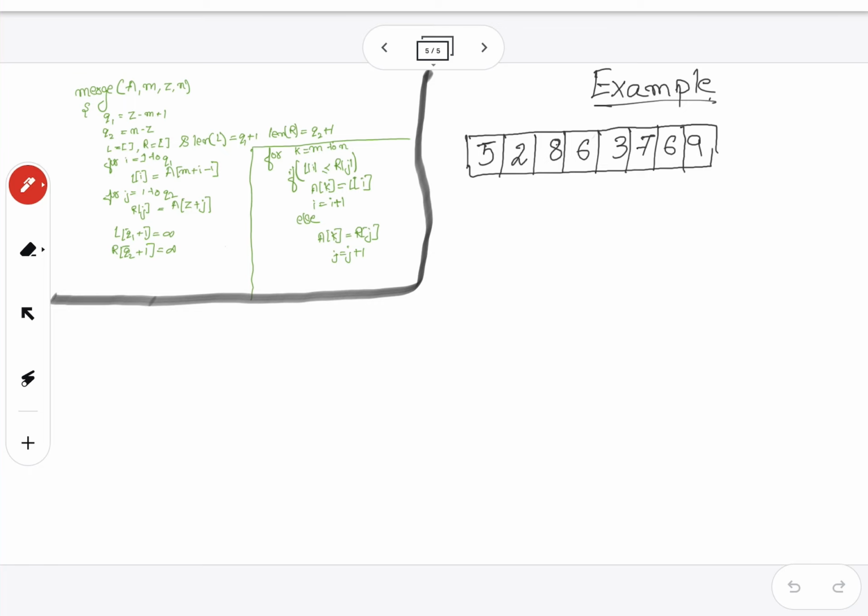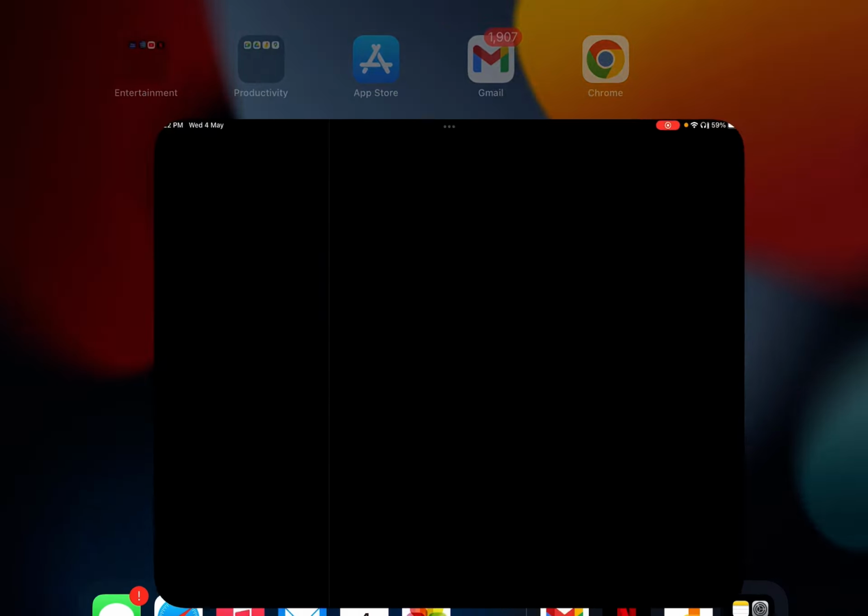Before taking this part, I will give an example and then come back to this algorithm part. Let's have an example. What we are talking about is the merge step. So what does merge do?